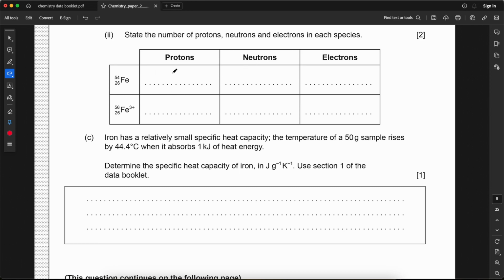The protons will be 26, neutrons will be 54 minus 26, which is 28. Electrons will also be 26 because it is neutral. And for protons here also 26, and for neutrons that would be 56 minus 26, which is 30, and electrons, because 3 plus, so lose 3 electrons, so 26 minus 3 will be 23.